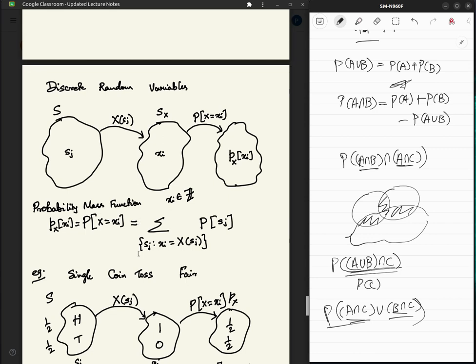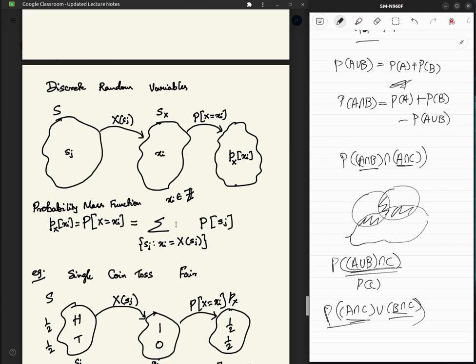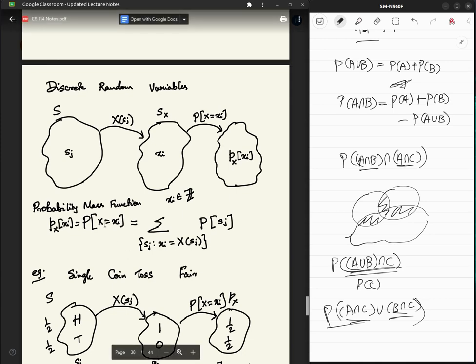So it's the summation of all SJ such that, okay, for all SJ such that XI is equal to capital X of SJ. Or you should have written the opposite thing: capital X of SJ is equal to XI. So for all those SJ such that this happens, you want to sum their probabilities. Sure. Come on. This is more descriptive than whatever this is.